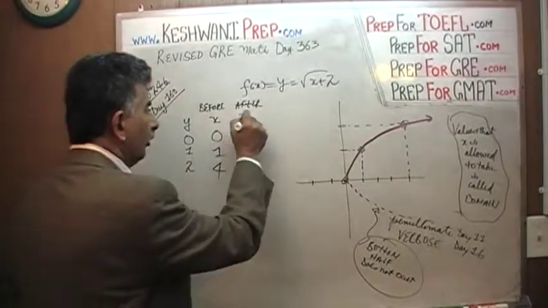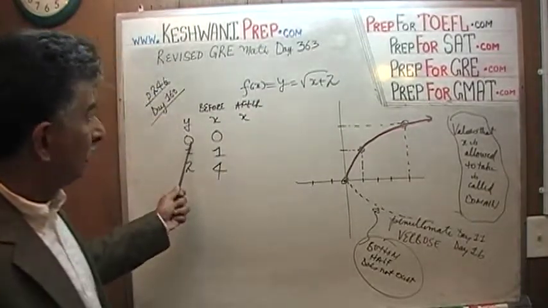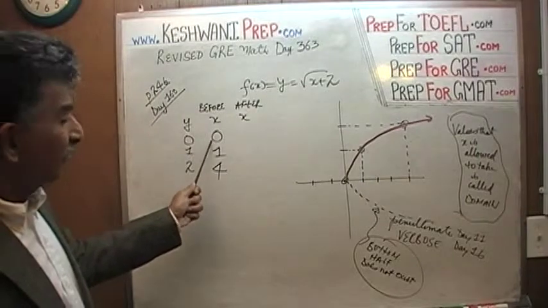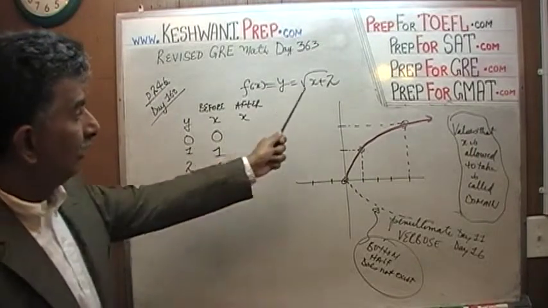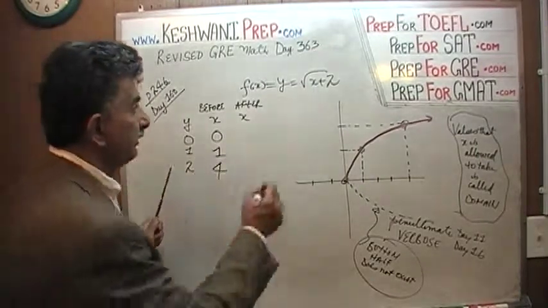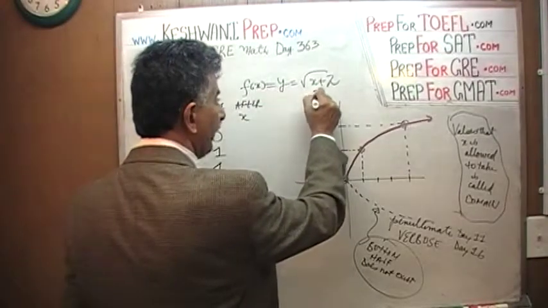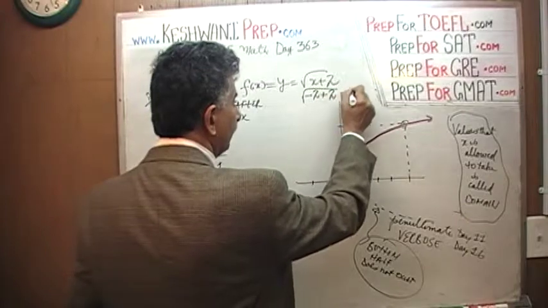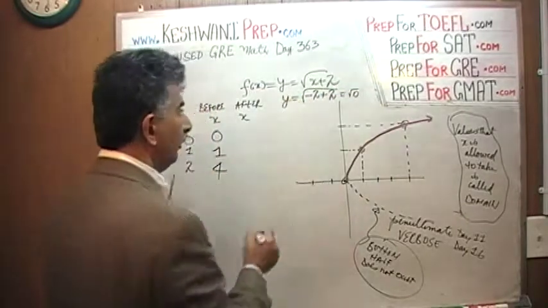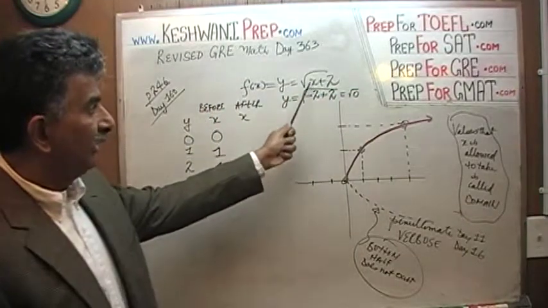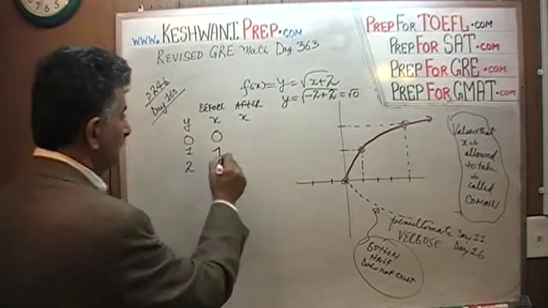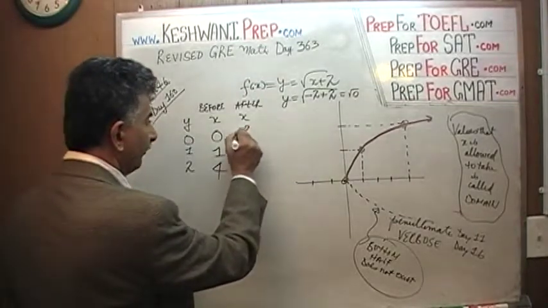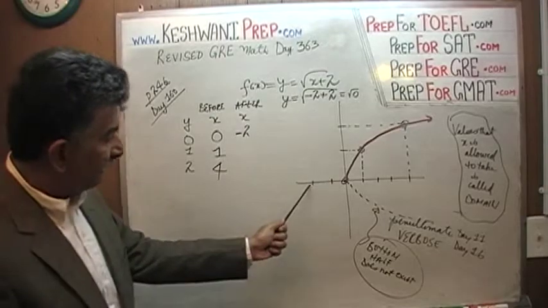Now, when is y going to be 0? Before, y was 0 when x was 0. Now y is going to be 0 when this quantity is 0, which means when x is equal to negative 2. Negative 2 plus 2 will give us root of 0, and root of 0 is 0. So y is going to be 0 when x is negative 2. So the story begins from this point right here.